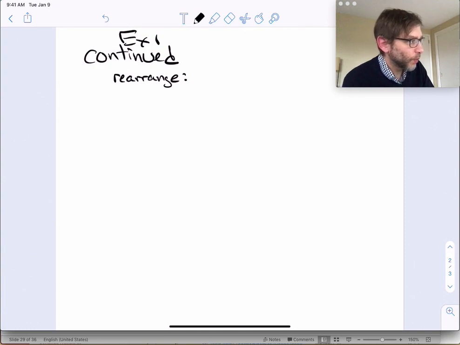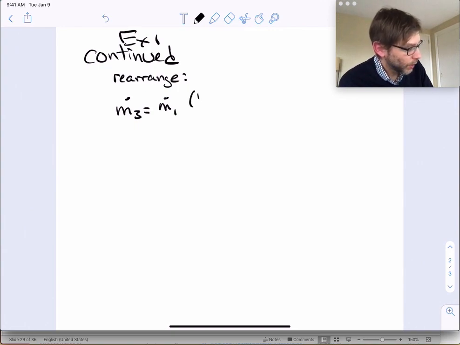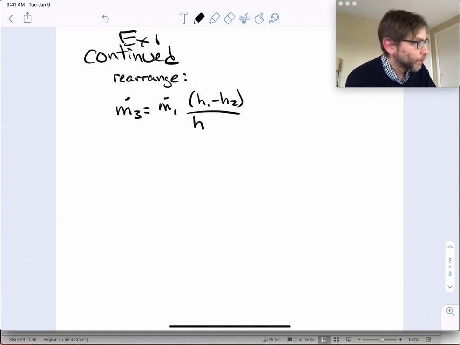So just rearrange the equation. You get m dot 3 equals m dot 1 times (h1 minus h2) all over (h4 minus h3). Okay, so that's fine. We can handle that pretty easily.